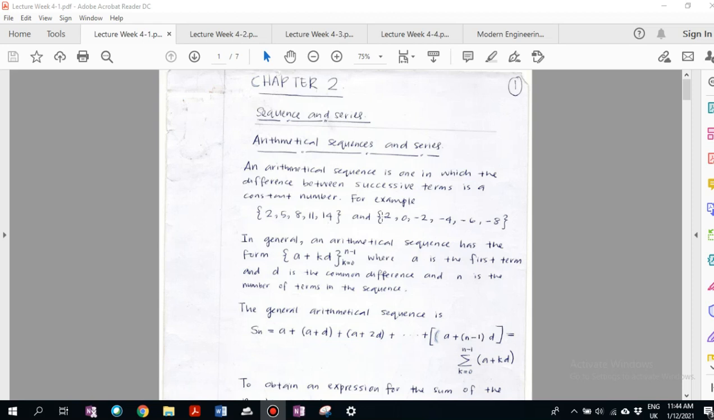Okay, in this topic we will cover the next chapter, which is sequence and series. So we have arithmetic sequence and series, which is one in which the difference between successive terms is a constant number. For example, 2, 5, 8, 11, 14. So this is a constant difference.